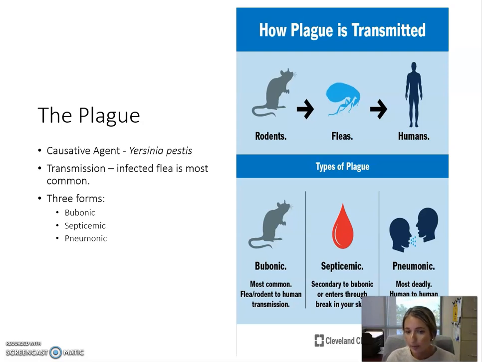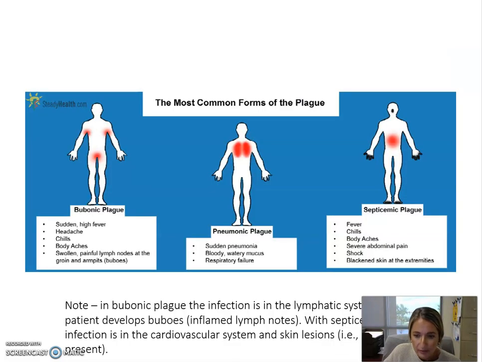So there's bubonic plague, which targets the lymphatic system. There's septicemic plague, which targets the cardiovascular system. And then there is pneumonic plague, which is the most dangerous form, and it targets the respiratory system, often leading to fatal pneumonia. So if we look closer at the three different types, in bubonic plague, the bacteria Yersinia pestis is in the lymphatic system.